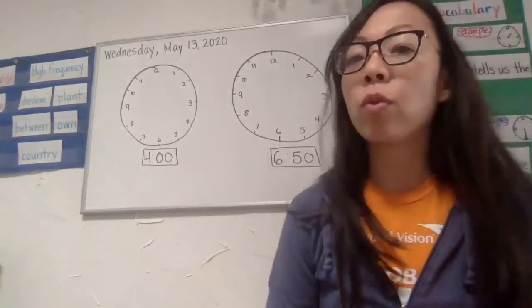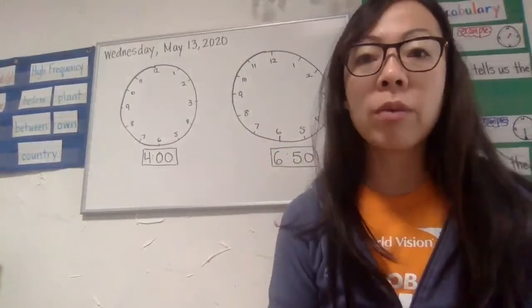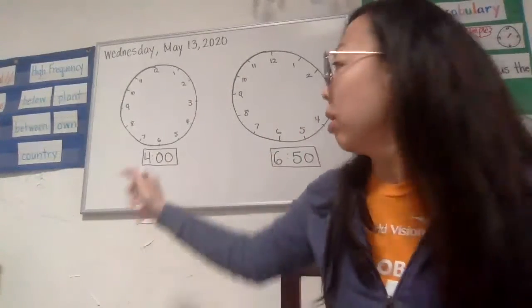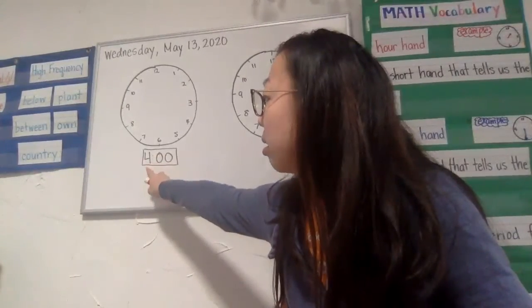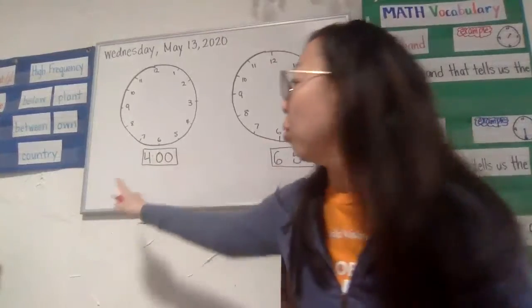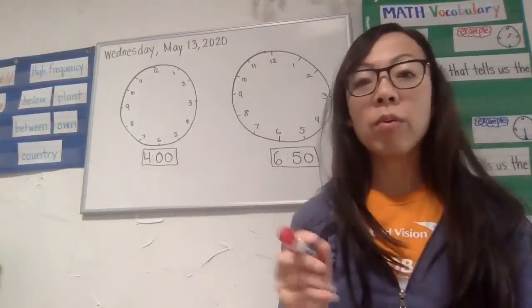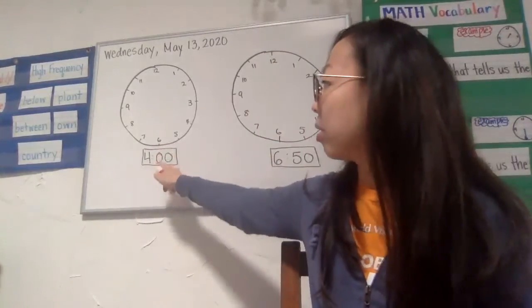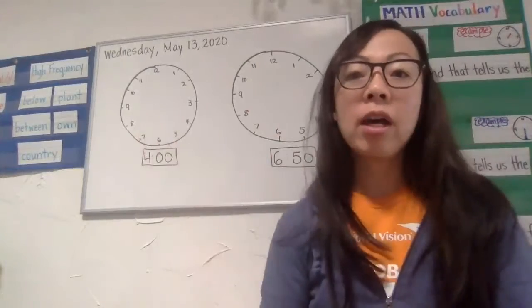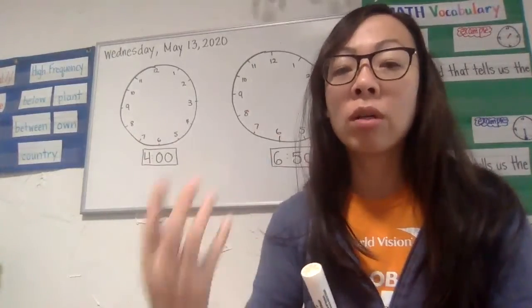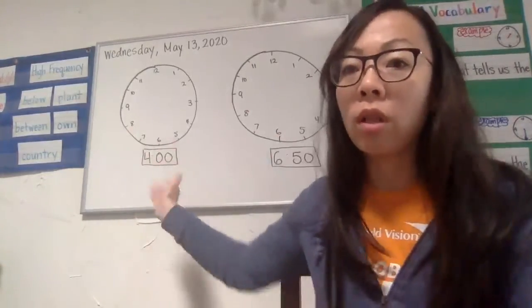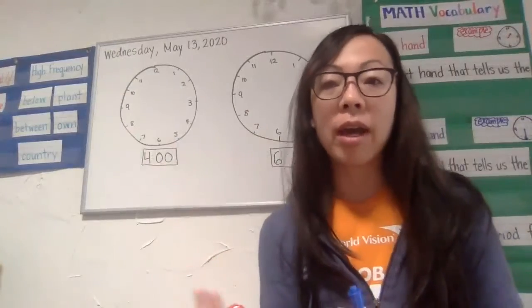Let's take a look at our 4 o'clock. I'm going to start with my red marker. And remember, we're going to be thinking about this hour 4. So whenever we have 4 o'clock, we have 00 in the time, that's called o'clock. It is how we say it, 4 o'clock. So we say the hour and then we say o'clock after.